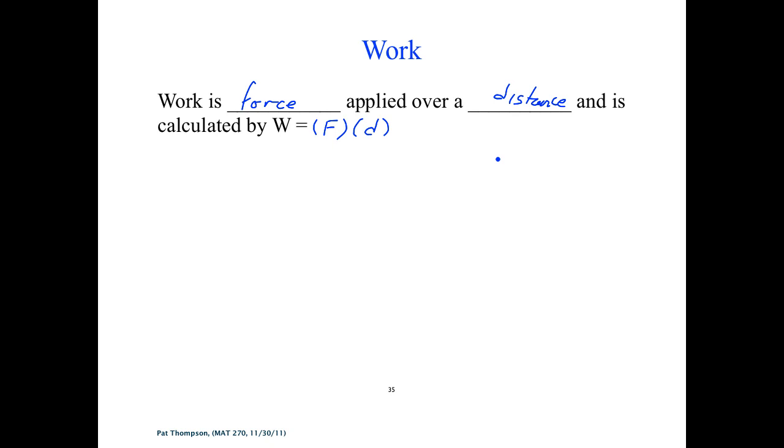So the more force you apply, the more work you'll be doing. The further you go, the more work you'll be doing, right? So force times distance. Work is directly proportional to force. Work is directly proportional to distance. Okay, so then what about our net accumulation of work function? Just in the most general sense, what will the form of a function that's a net accumulation of work look like?